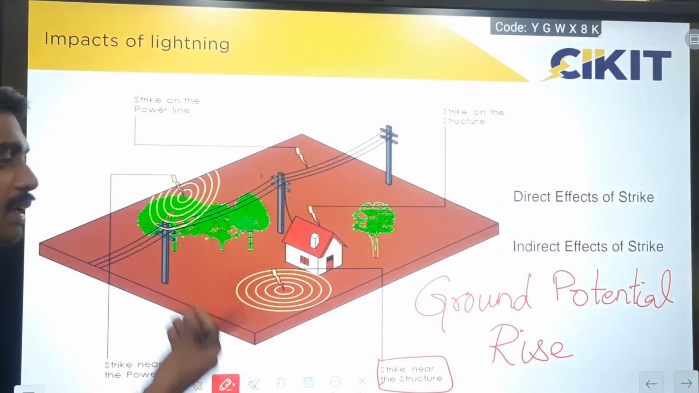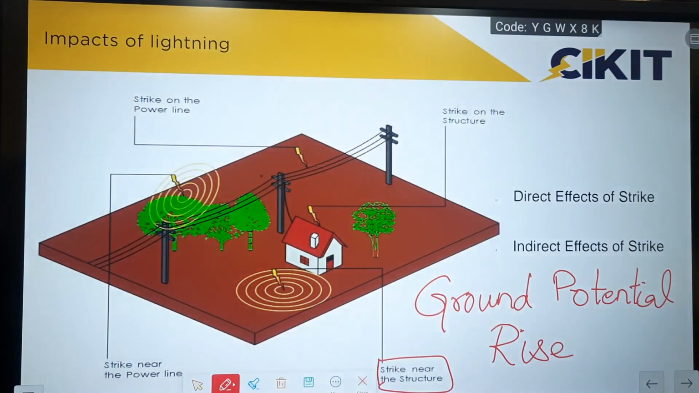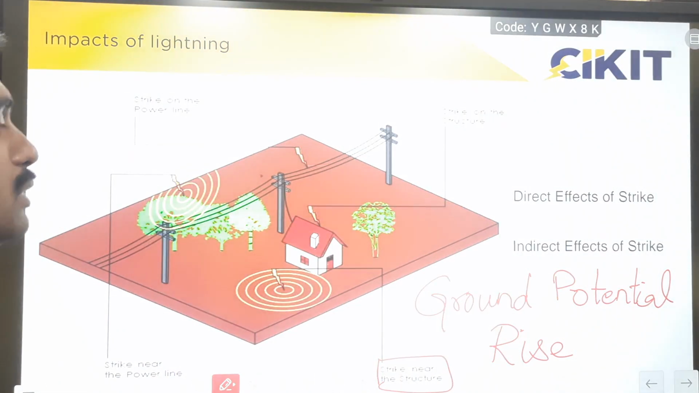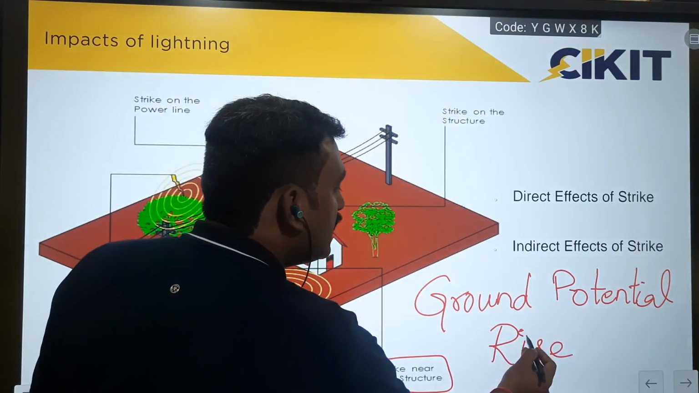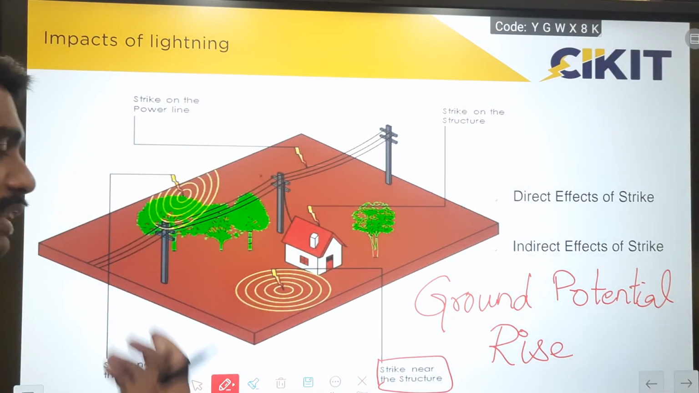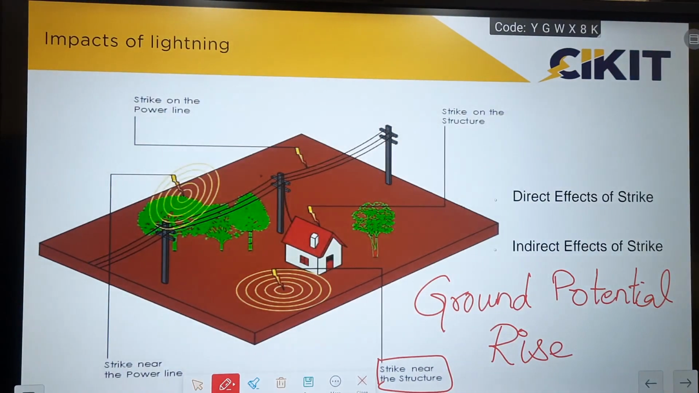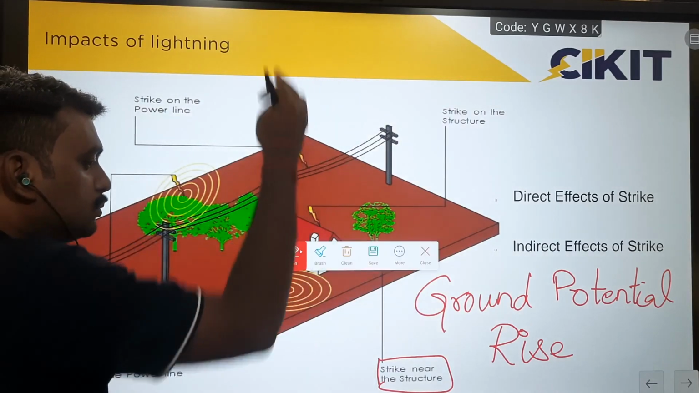data line. So if I am taking any DC cable from the solar panel to the inverter, and lightning strikes near this cable, then because of this increase in ground potential, there will be some chances of induction on the cable. Since we are connecting this cable to the inverter, the electronic equipment in the inverter may fail.